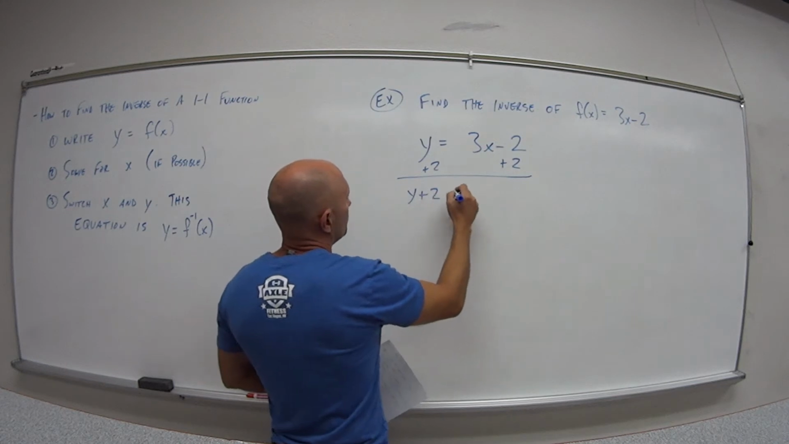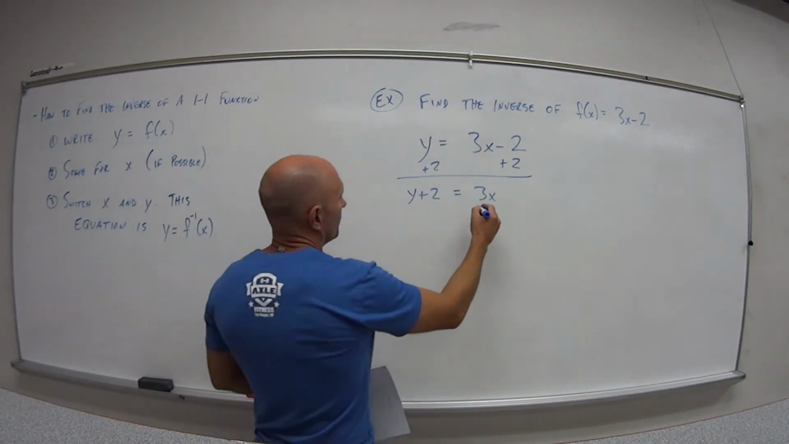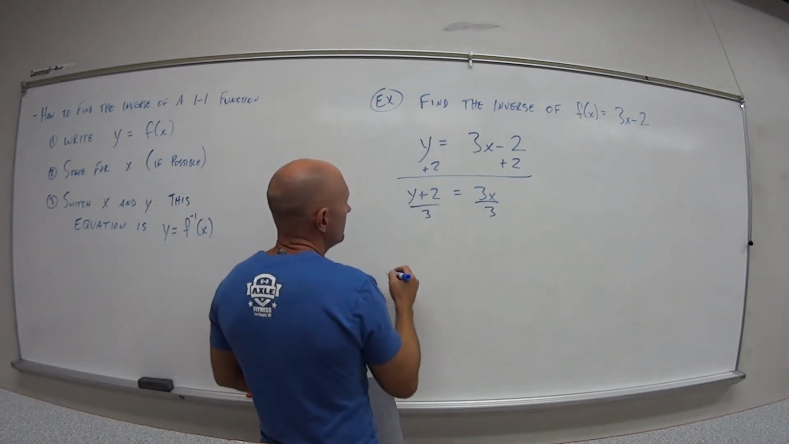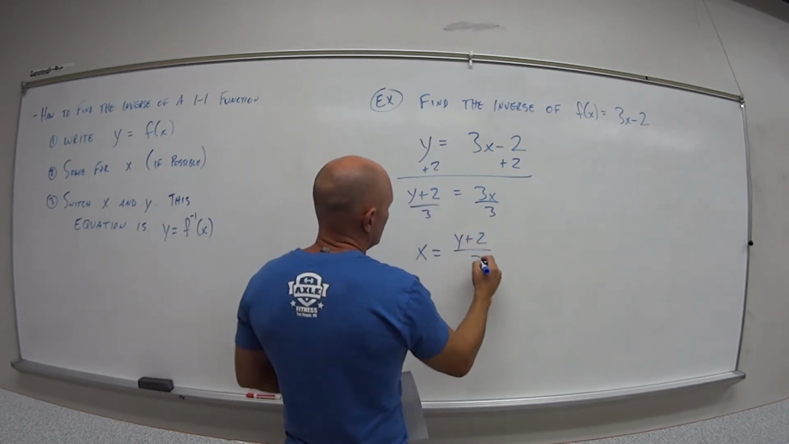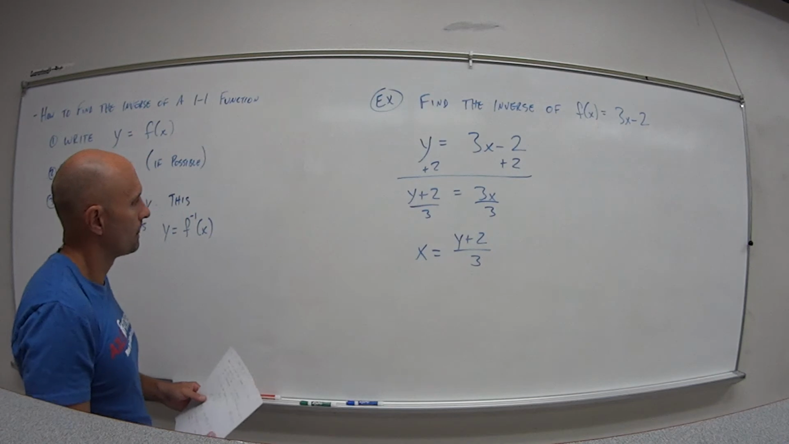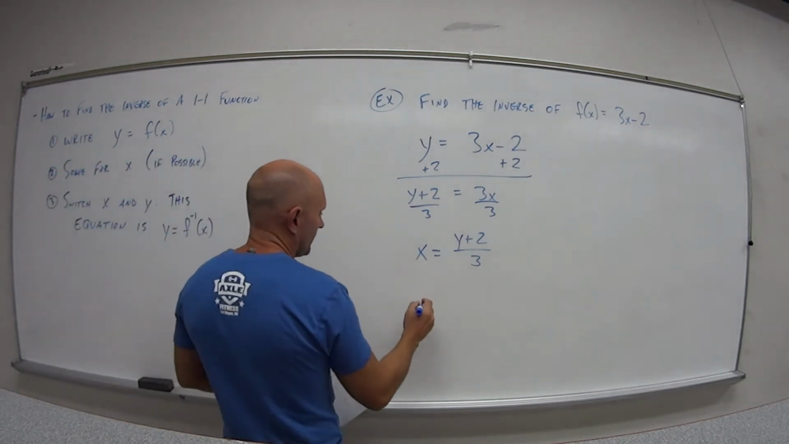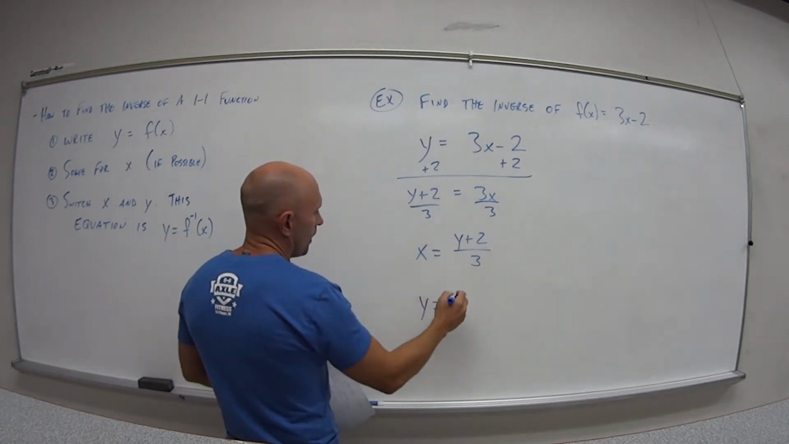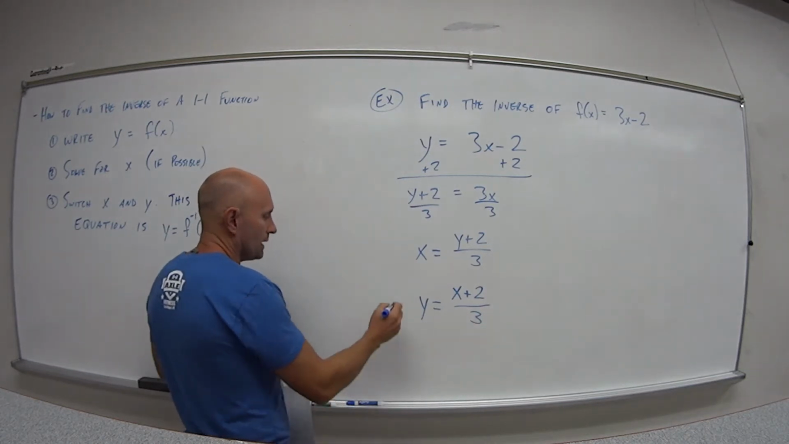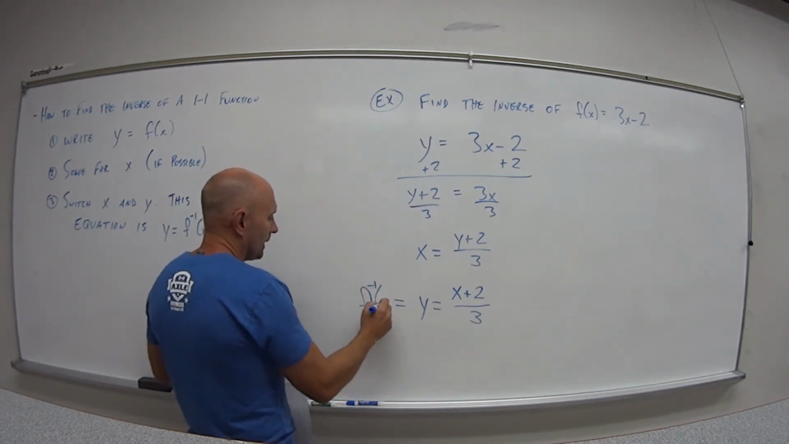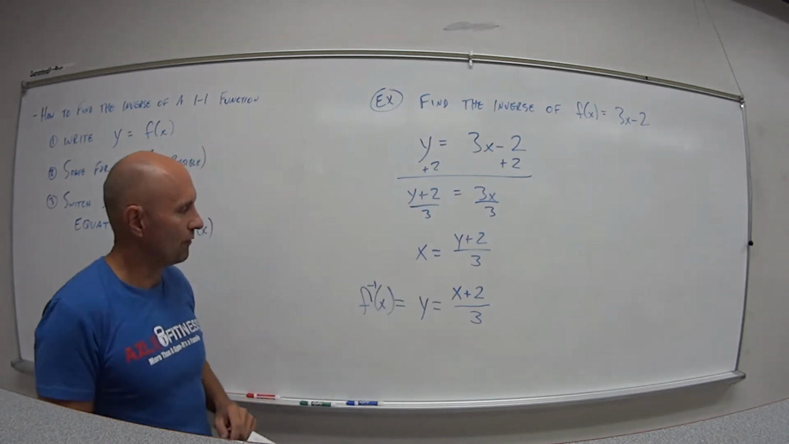So I get y plus 2 equals 3x. And to get x by itself, I need to divide both sides by 3. So that gives me x is equal to y plus 2 over 3. And now that x is by itself, I'm going to switch all the x's and y's. So here's an x, I change it to a y. Here's a y, I change it to an x. So I get x plus 2 over 3, and this is my inverse function. So f inverse of x is equal to x plus 2 over 3.